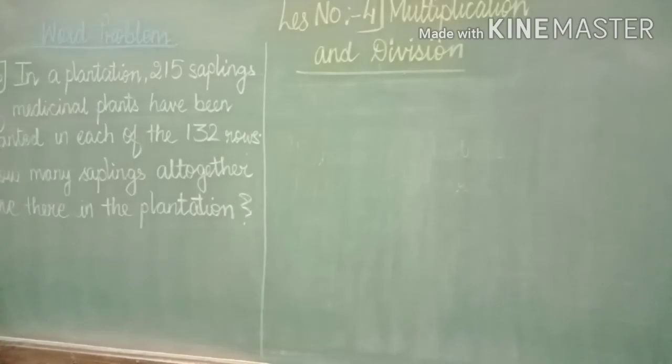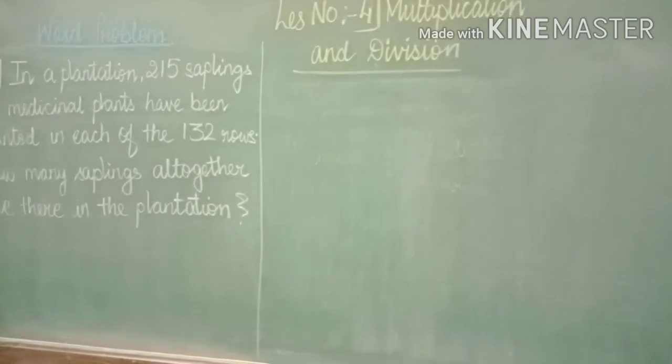Now students, we are going to start with the third word problem: in a plantation, 215 saplings of medicinal plants have been planted in each of the 132 rows. How many saplings altogether are there in the plantation? Now they have given 215 saplings of medicinal plants planted, and in every row there are 132. So let's find the answer to how many saplings altogether there are in the plantation. We have to multiply 215 into 132. So let's start with the answer.